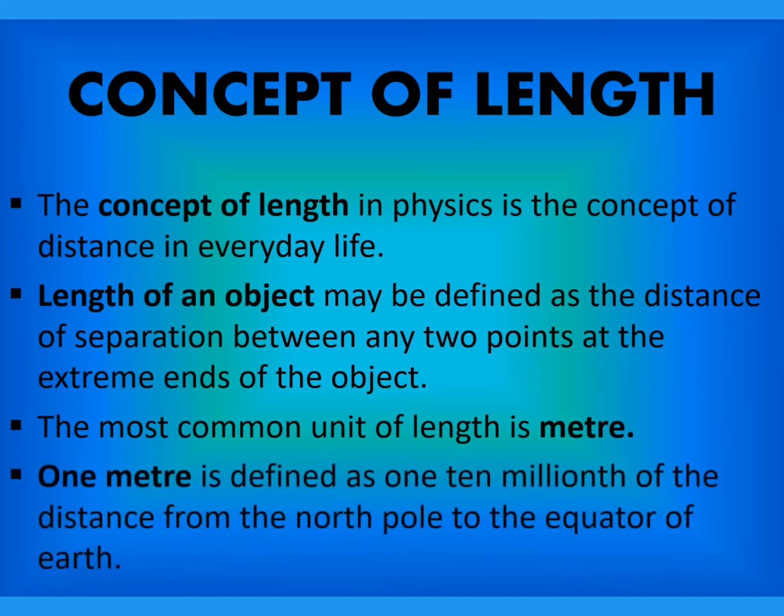1 meter is defined as 1/10,000,000th of the distance from the North Pole to the equator of Earth. The General Conference of Weights and Measures modified the definition of meter in the year 1899.